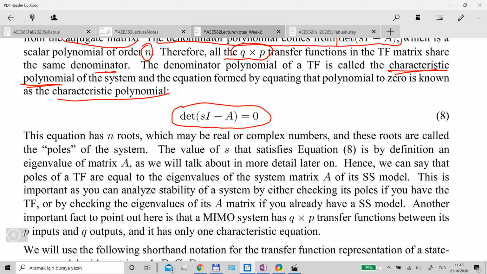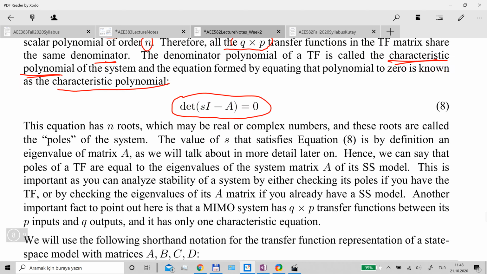So when you have a transfer function, you can analyze its stability by checking its poles. You know that all the poles should have negative real parts for stability. And if you have the state space model, you do the same thing on the eigenvalues of matrix A. So you don't have to go back to the transfer function and find the poles to check stability. You can just do it right in the state space model by checking the eigenvalues of matrix A.